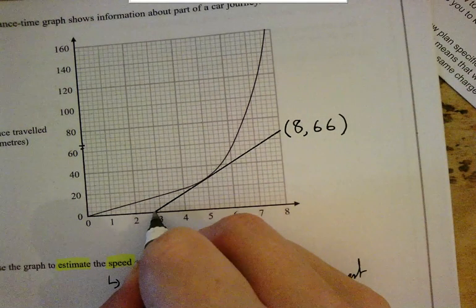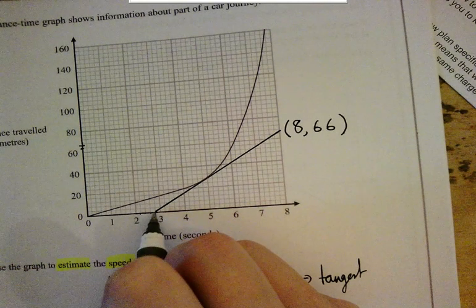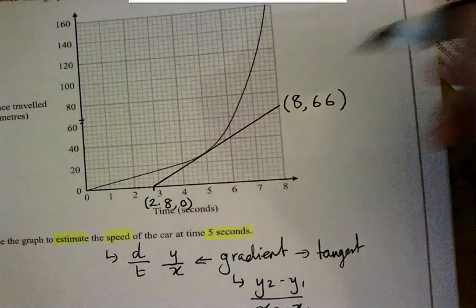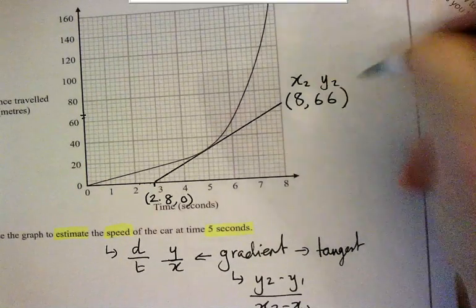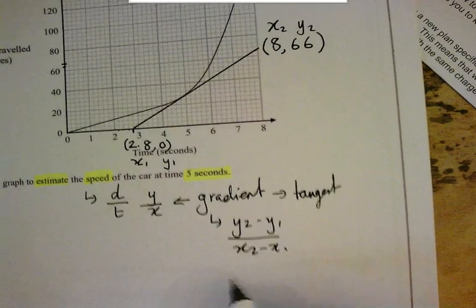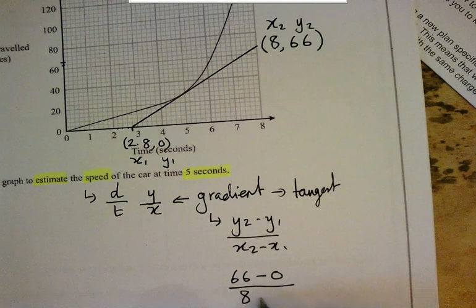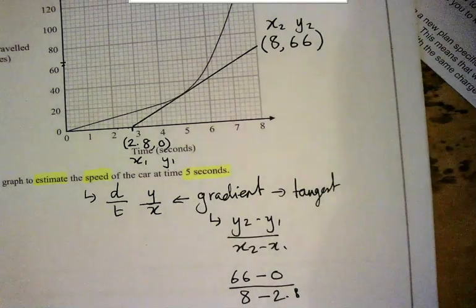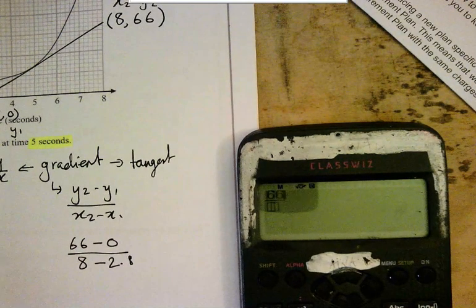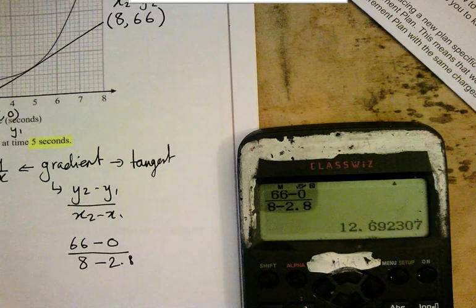And then for this point, I can see 10 squares is 2, so each square is 0.2, so that's 2.4, 2.6, that's 2.8, and the y coordinate is 0. So this is x2, y2, and this is x1, y1. So my gradient is going to be 66 subtract 0 over 8 subtract 2.8. I'm going to type that into my calculator. Get 12.69.